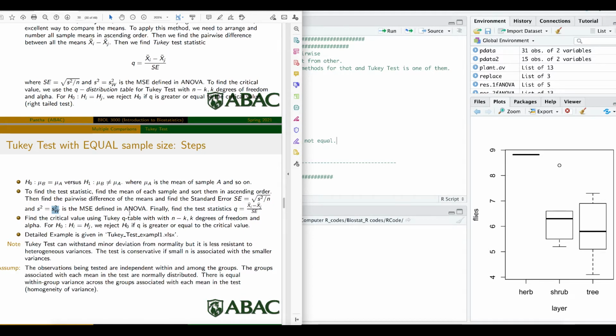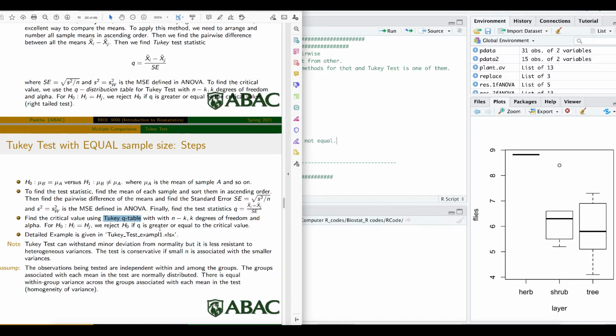Defined in ANOVA. Finally, find the test statistic Q equals xi bar minus xj bar over the standard error. That is the standard error you use. Okay, and find the critical value using the Q table, with n minus k and k degrees of freedom, and then alpha. So for H0, we reject H0 if Q is greater than or equal to the critical value. So that's how you do it manually, but we'll be using R directly.